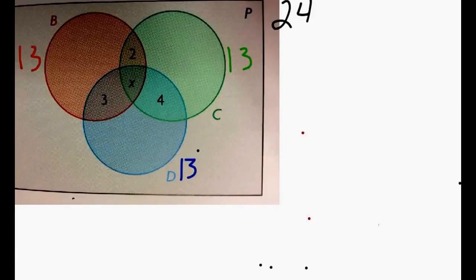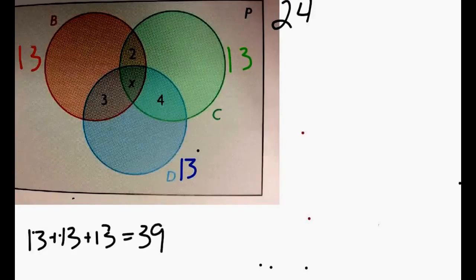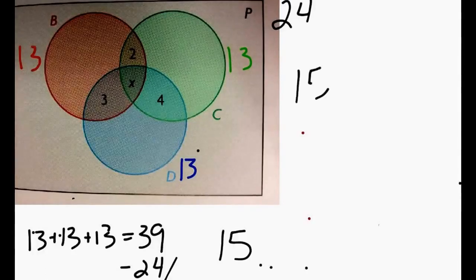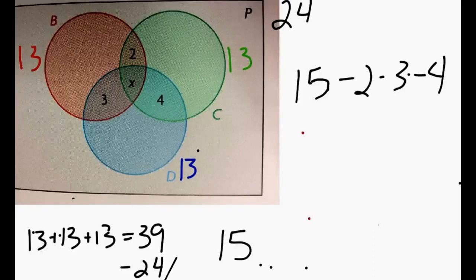So using the same logic, remember we went 13 plus 13 plus 13. We added up our 3 circles. That gave us 39. But now in this case, we know our total is 24. So when we subtract 24, we actually get 15 in this case. Last time we had 11, but now we get 15. So that means our overlap has to add up to 15. So we're going to go 15 minus 2 minus 3 minus 4. That gives us 6 this time.